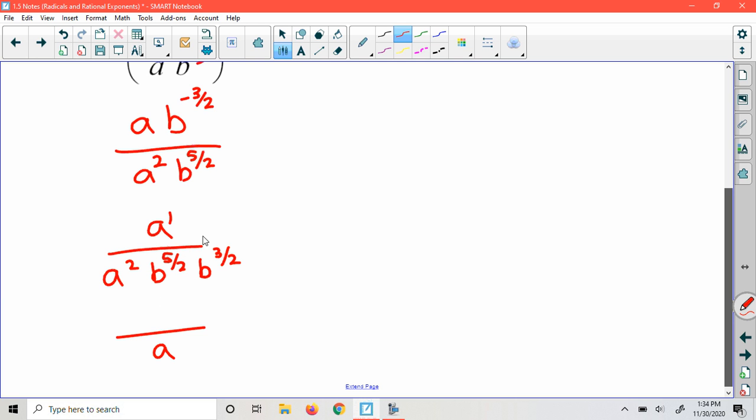I have these b's now. When you multiply, you actually add the exponents. These are nice because they've already got a common denominator. 5/2 plus 3/2 is 8/2. 8/2 just simplifies to be 4. So it'd be b to the fourth down on the bottom. Nothing left on top, so we just put a 1 there as our placeholder. So there's your final answer for that example.